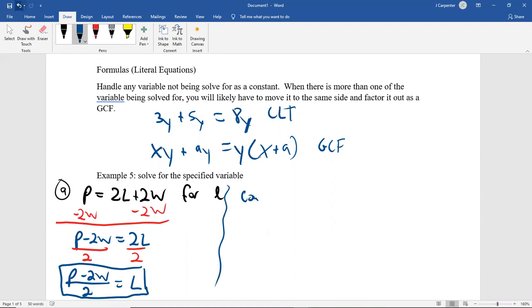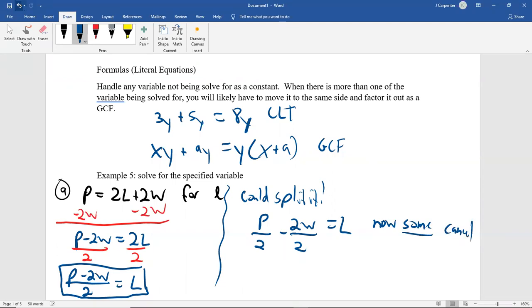However, you could split the fraction. What that means is you'd have P over 2 minus 2W over 2. Just take each top and write it over the given bottom, equals L. Now some cancel. These 2's would cancel, but not the one with the P. So you would get P over 2 minus W equals L. This is also a 100% acceptable answer. I don't care which way you write it. But if your answer is P minus W equals L, I do care, because it's wrong. It's very, very wrong, in fact.